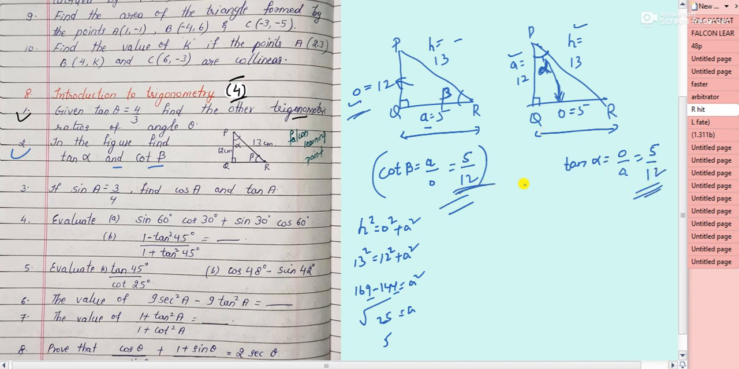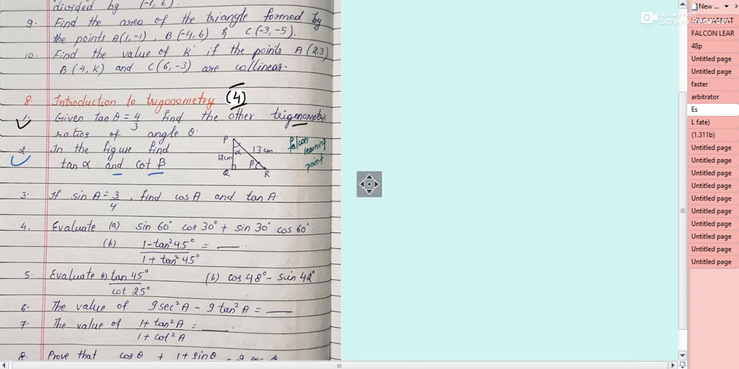Can you see the answer? Yes. But why is it the same even though this is cot and this is tan? It is the same because the angle we have taken is at the other side. One is at P, the other is at R. That's why. Understood? Okay, moving to the next question now.